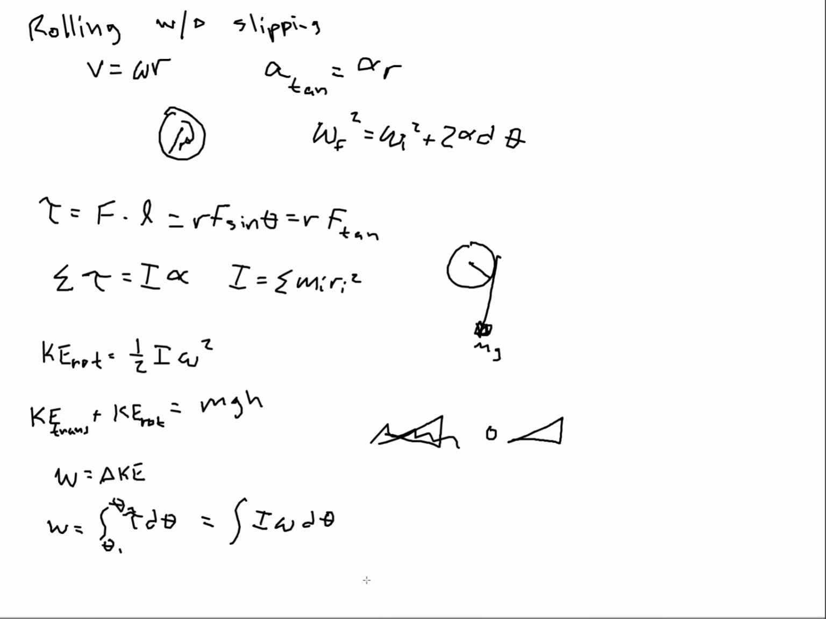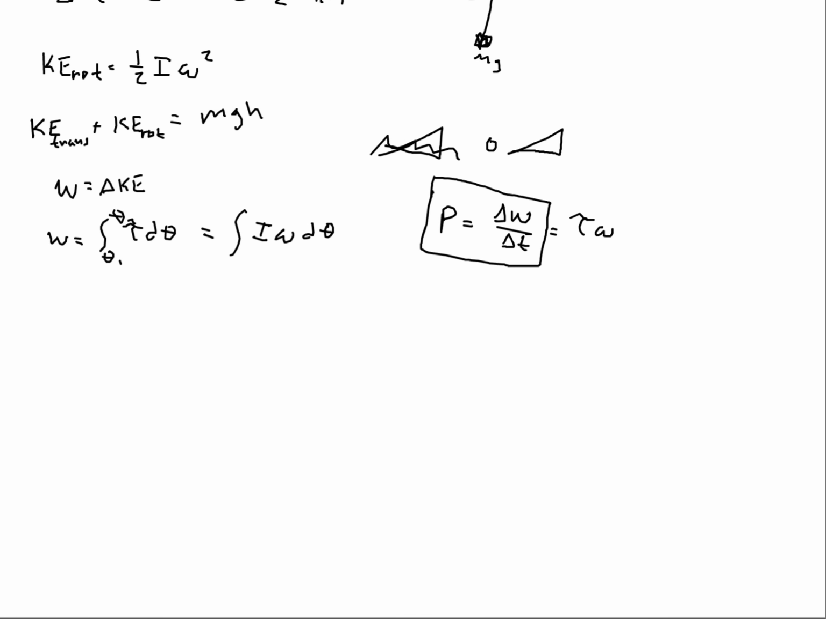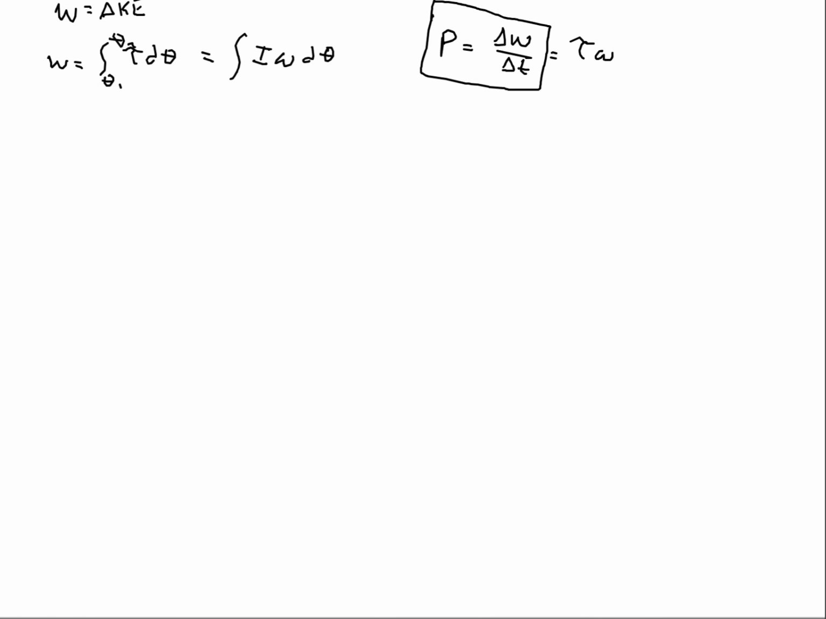And this led us into power. Power being your change in work over your change in time, which we also said could be my torque times my angular velocity. Now, I will tell you that this definition of power will be very useful on your multiple choice. Just FYI. Now, after we did conservation of energy, this led us into angular momentum.